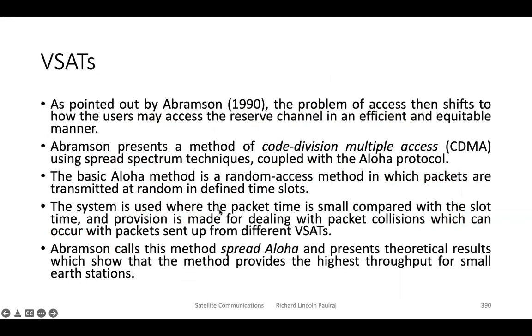The system is used where the packet time is small compared with the slot time, and provision is made for dealing with packet collisions which can occur with packets sent up from different VSATs. Okay, so this takes care of even packet collision.